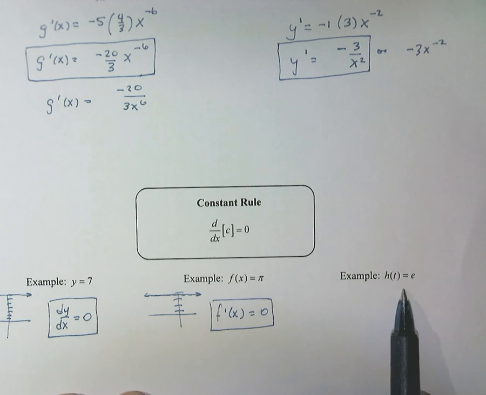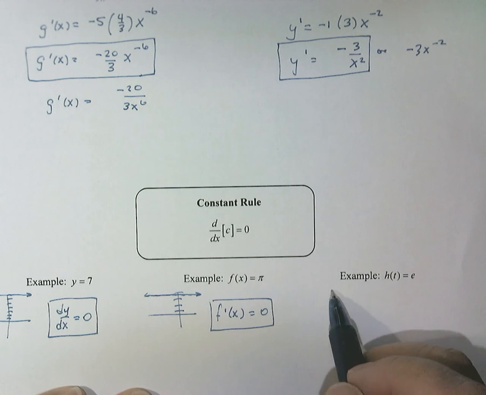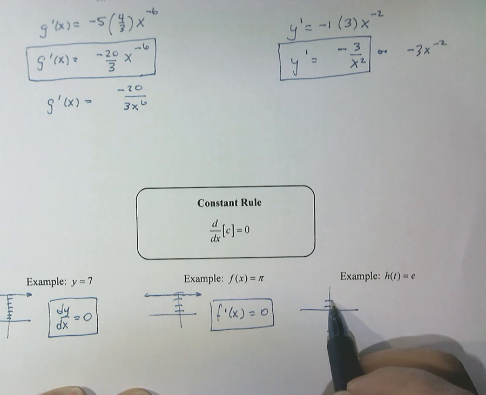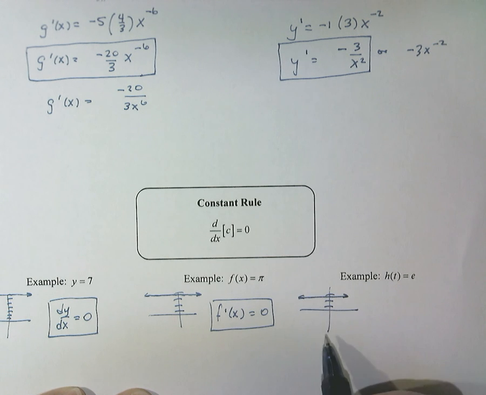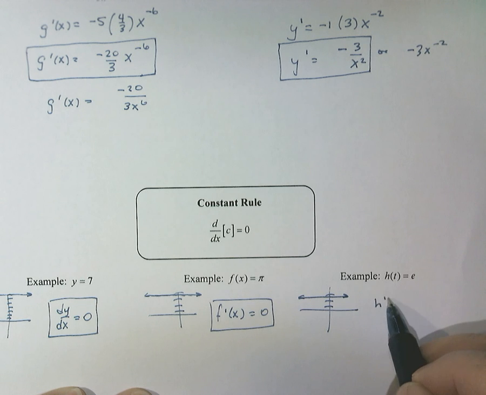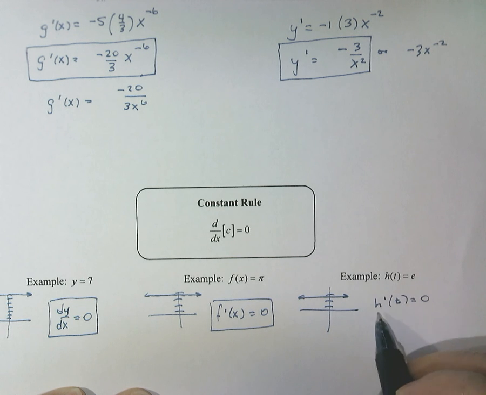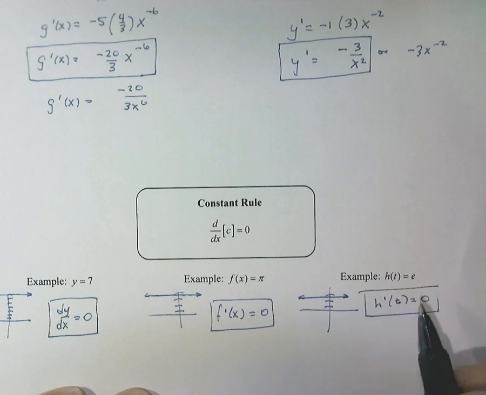h of t equals e. Well, e is the value 2.7 and goes on and on and on. This is also constant. Remember, it's the base of the natural logarithm. So if I were taking the derivative of this, picture it once again. e is about 2.7. It goes through there. Slope is 0. So the derivative is 0.